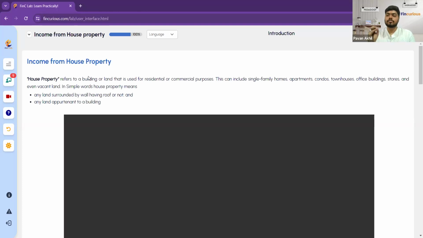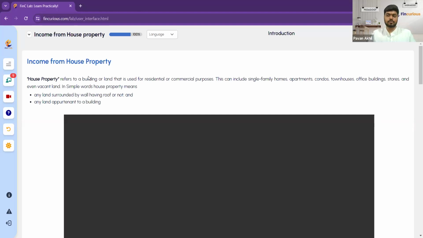So basically, house property means any land surrounded by a wall, having a roof or not, and land appertaining to a building. What do you mean by this land appertaining to a building? Many of you know about this, but some people might not know what this land appertaining is. It is very simple. If you have a home with some garden or some empty space in front of your house, that vacant land would be there, right? I told you the vacant land is not a house property.